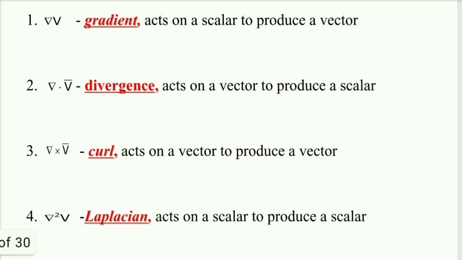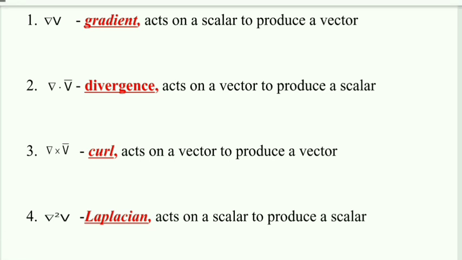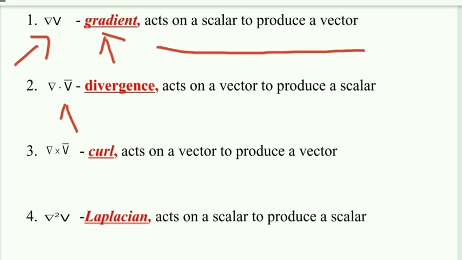Let us see how del operates on different fields. Here del operates on a scalar, V is a scalar, and produces a vector. If del operates on a scalar and produces a vector, that operation is known as gradient. In the second one, del operates on a vector V. If that results in a scalar, then that operation is known as divergence.